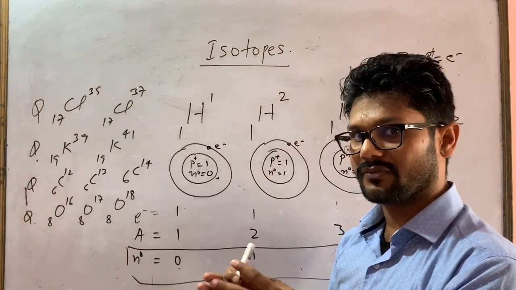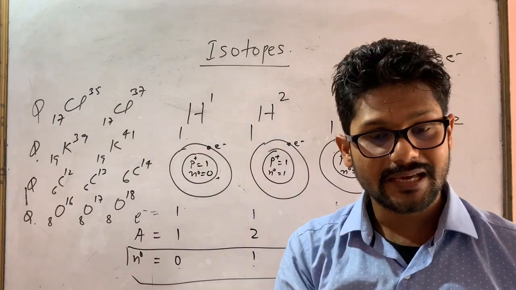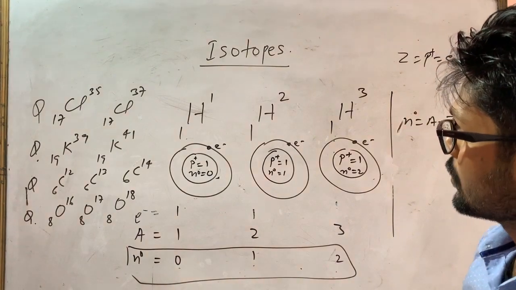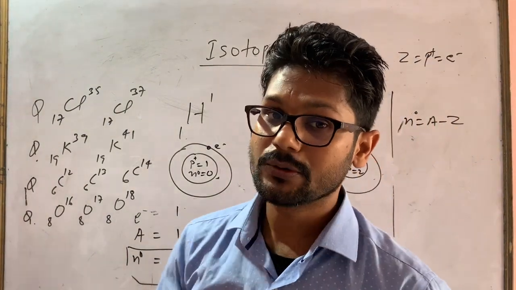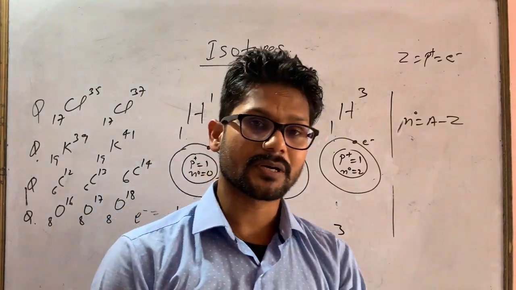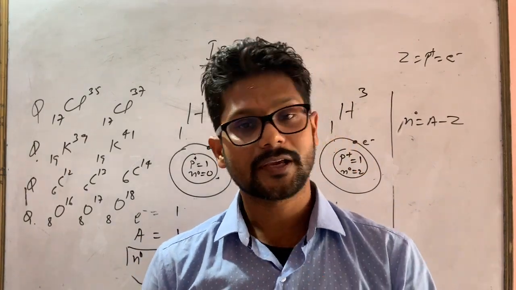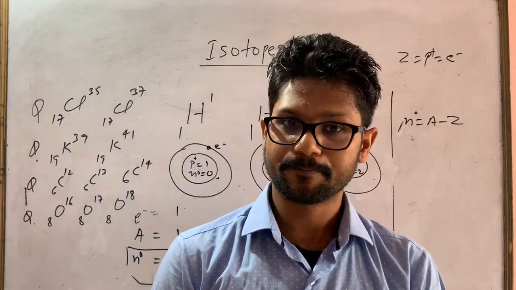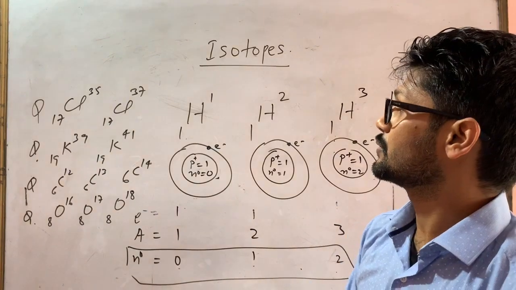If atoms have a different number of neutrons or a different mass number, it means they are isotopes, right? Now the next point is, what are the uses of isotopes? There are many uses of isotopes. In physical and chemical properties, you must remember isotopes possess the same or similar chemical properties but different physical properties. Now we'll move to the uses of isotopes.